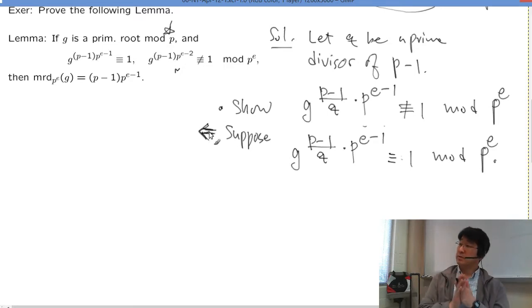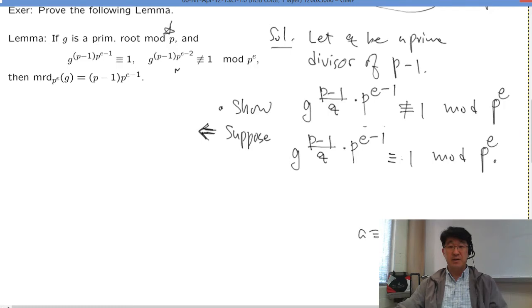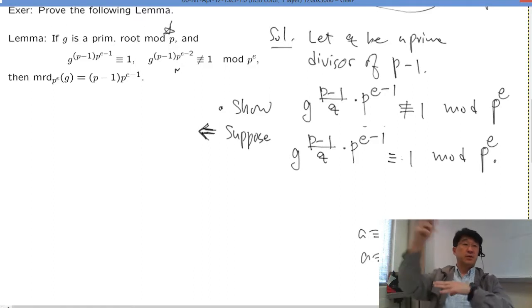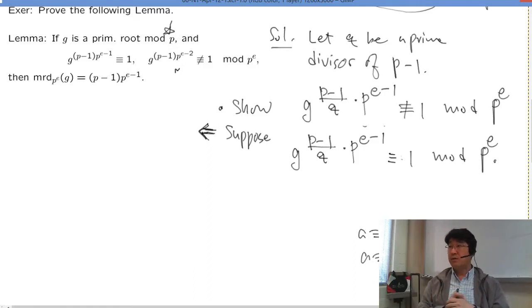What was the hint? Go to mod P. Don't stay at P to the E. Yeah, go to mod P. If something is congruent to something mod P to the E, do you think it is still congruent mod P? Think about A congruent to B mod 100. Do you think they are still congruent mod 10 if you reduce it? Something divisible by 100 is still divisible by 10, right? A minus B is divisible by 100. Is A minus B divisible by 10? Yes, right? So this will allow you to go to mod P.